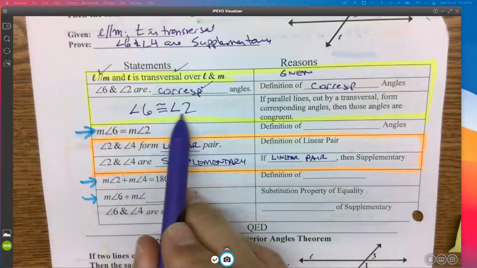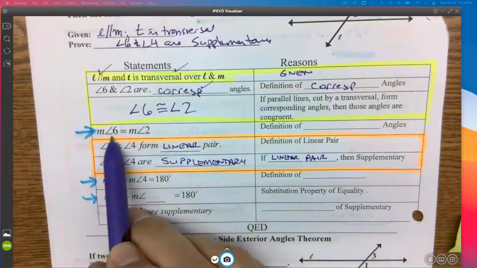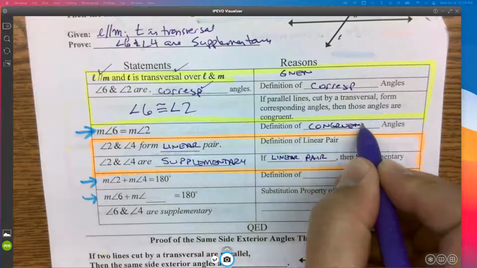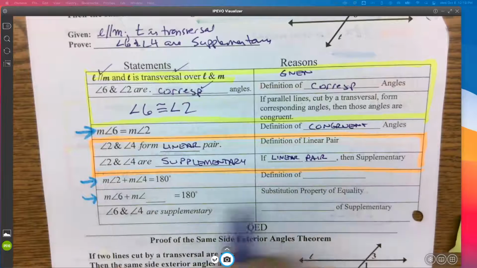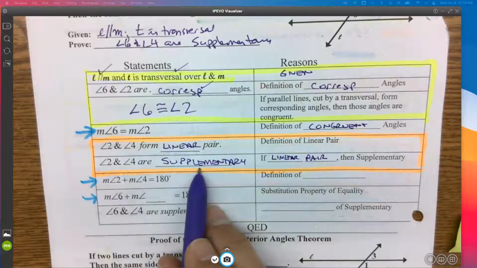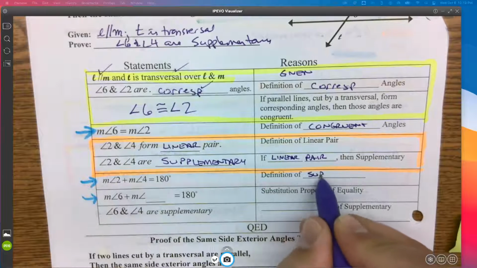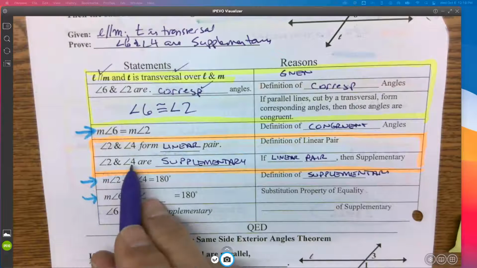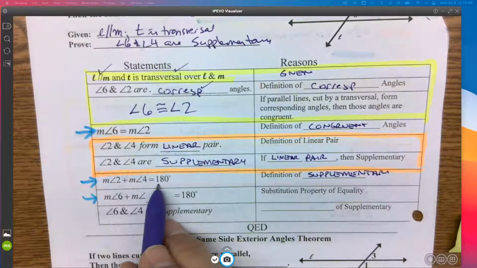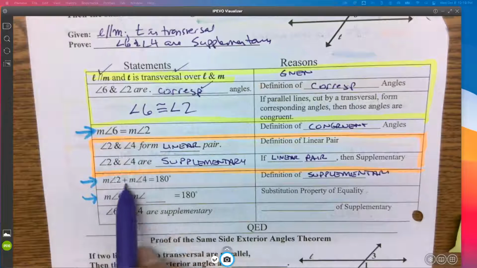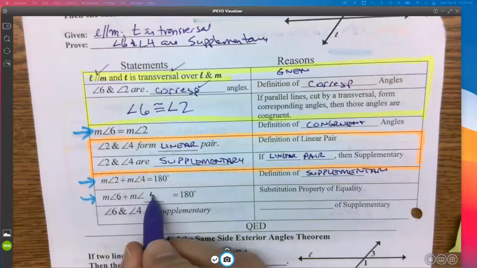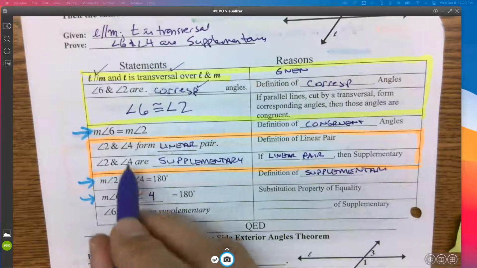I'm going to say that if 6 and 2 are congruent, then the measure of 6 is equal to the measure of 2. That's the definition of congruent angles. And I'm going to take the words 2 and 4 are supplementary, and apply the definition of supplementary to say what that means. It means that the measure of 2 plus the measure of 4 equals 180. Now I've got two things that are both in the world of equality, and I can take out the measure of angle 2 and replace it with the measure of angle 6 using the substitution property of equality, because this is equality now.